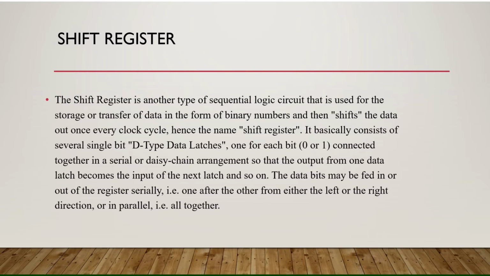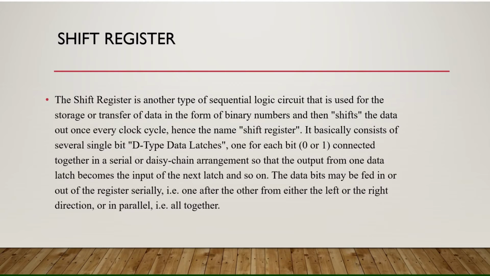Shift register is another type of sequential logic circuit that is used for the storage or transfer of data in the form of binary numbers and then shifts the data out once every clock cycle, hence the name shift register. It basically consists of several single bit D-type data latches, one for each bit 0 or 1, connected together in a serial or a daisy chain arrangement so that the output from one data latch becomes the input of the next latch and so on.